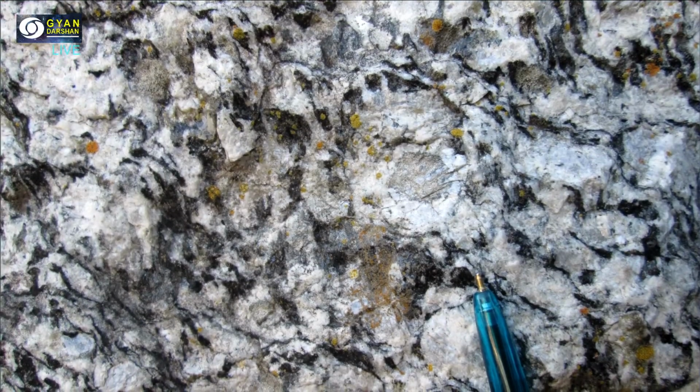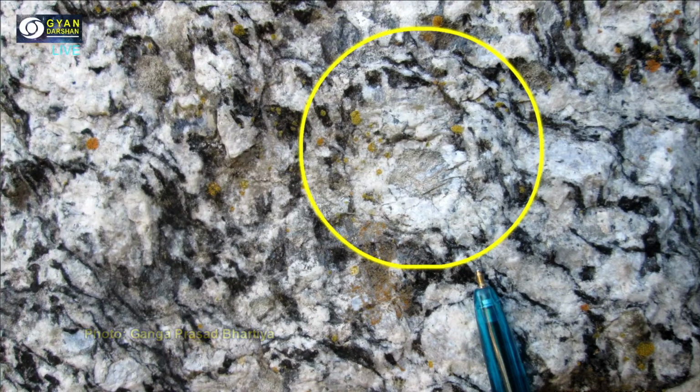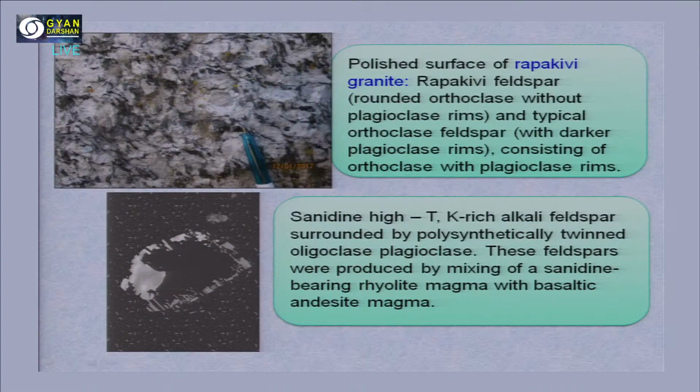Rapakivi granite shows feldspars. These are rounded feldspar grains without plagioclase rims, and typical orthoclase feldspar with darker plagioclase rims. Some of the orthoclase have darker plagioclase rims. These are the darker plagioclase rims here. As a result, you get the formation of Rapakivi texture.